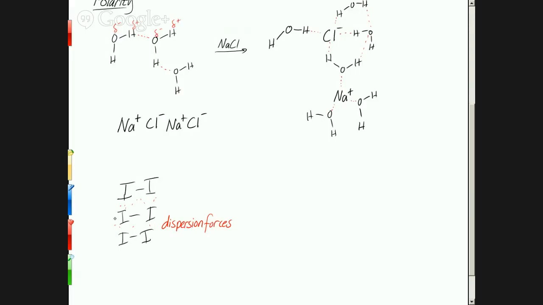So when we introduce iodine with water, the iodine molecules don't break up from each other in between here because they don't have any reason to. They're not going to be stabilized by water molecules being around them because they're not polar.